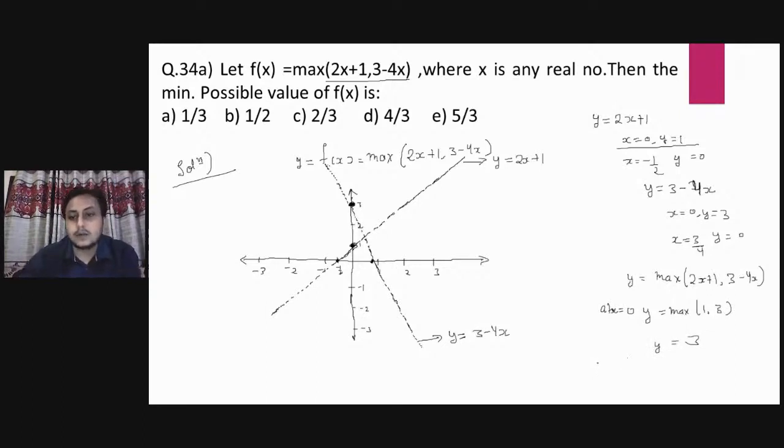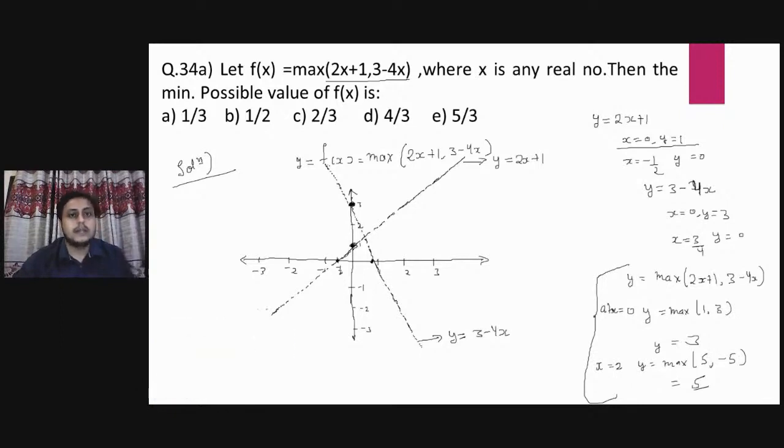Similarly, let's say at x equals to 2, y equals to maximum of, when you put in, 2x plus 1 means 2 into 2, 4 plus 1 means 5. And the second value becomes 3 minus 4 into 2, 8, 3 minus 8 means minus 5. So guys, at x equals to 2, the first equation gives you the maximum value. It's maximum of 5 comma minus 5, means 5, right? So guys, इस तरह तो नहीं करेंगे ना कि हम values put करके, right? So what to do in such questions? Draw the graph first, then you will get a fair idea of how to deal with such questions.